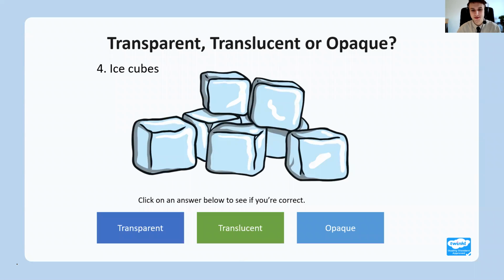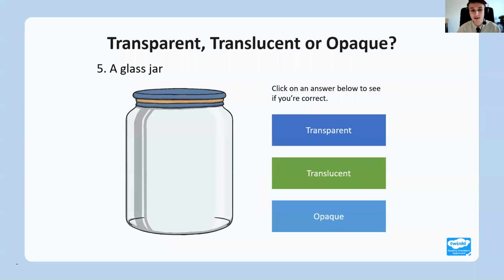Ice cubes. Translucent for ice cubes because even though you can see some things through an ice cube, you can't see very clearly because not all of the light passes through the ice cube. So translucent. A glass jar, transparent because you can see what's inside of a glass jar.